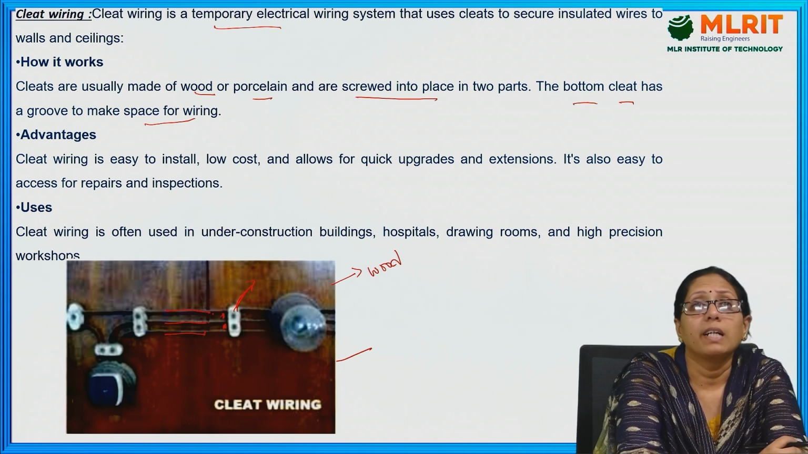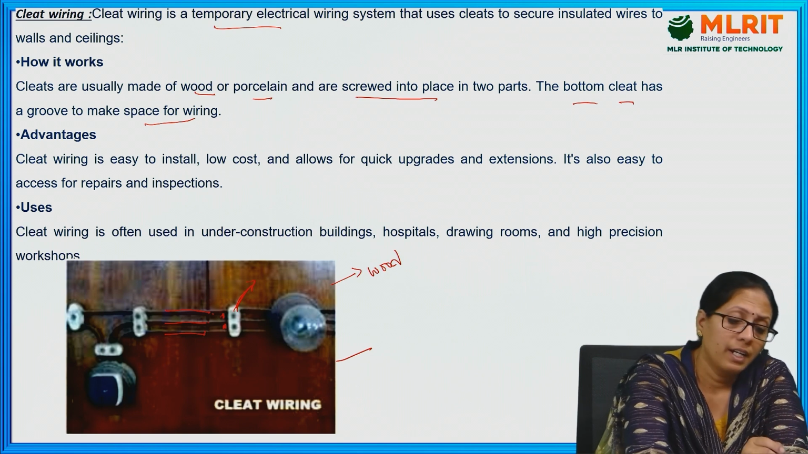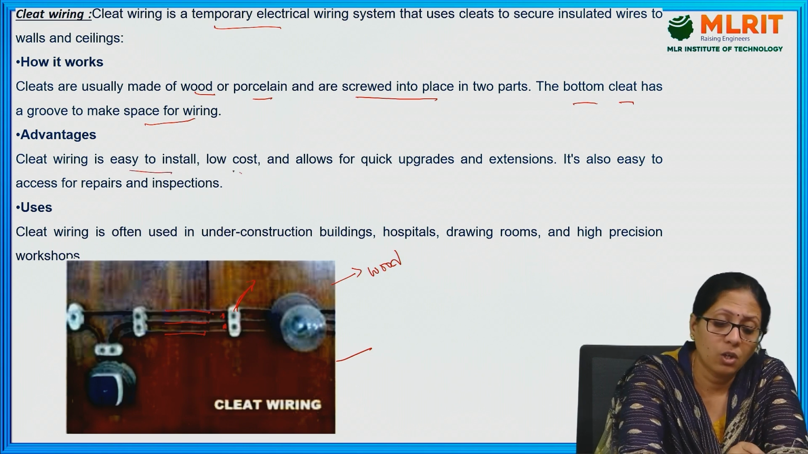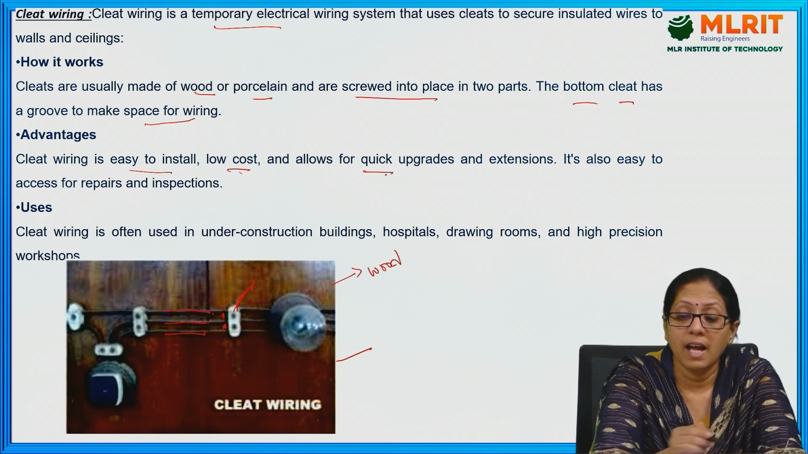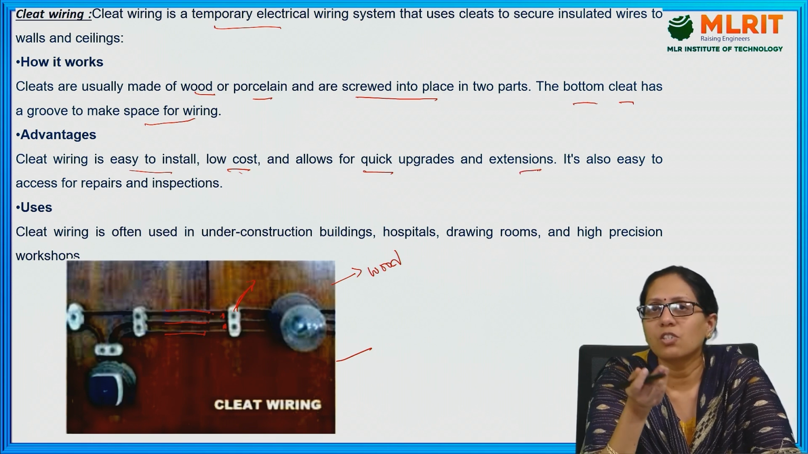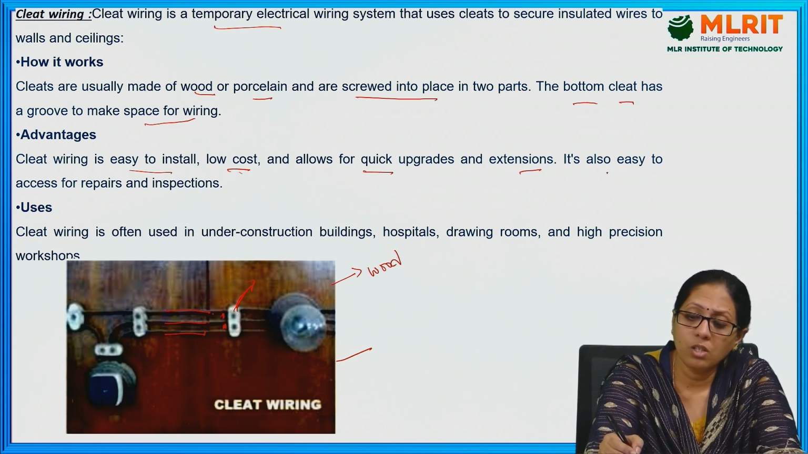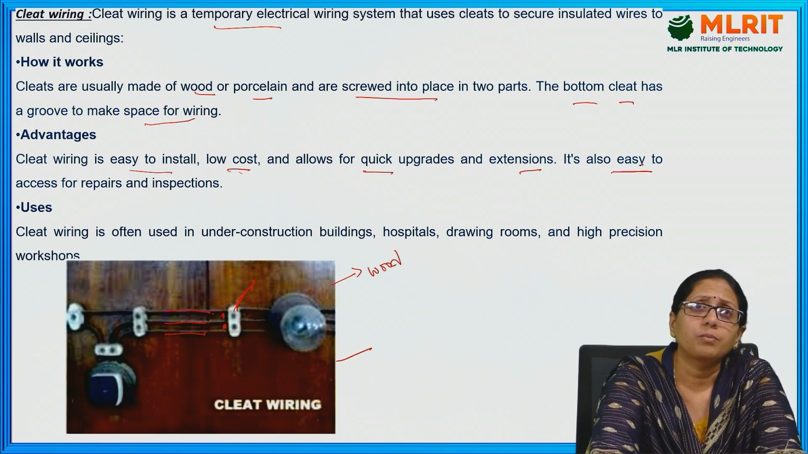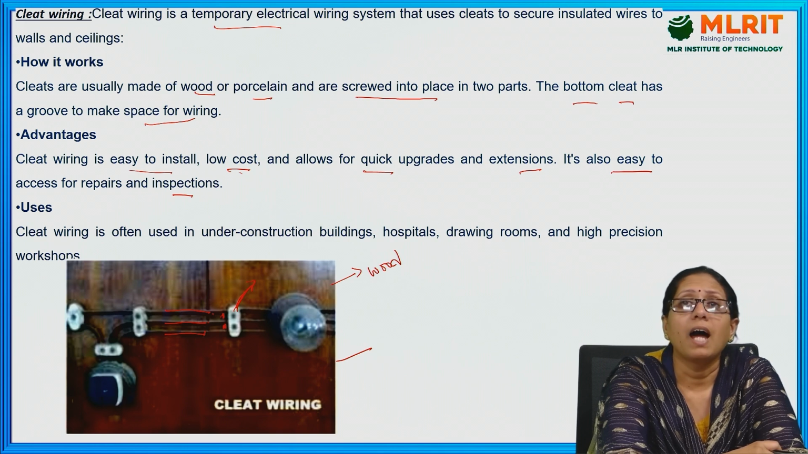So, what are the advantages of cleat wiring? Cleat wiring is very easy to install, the cost is very low, and it allows quick upgrades and extensions. It means the extension can be done very easily and at a low cost. It is also easy to access for repairs and inspections. For inspection, repairing, maintenance and replacements, the cost is low compared to the other types of wiring.